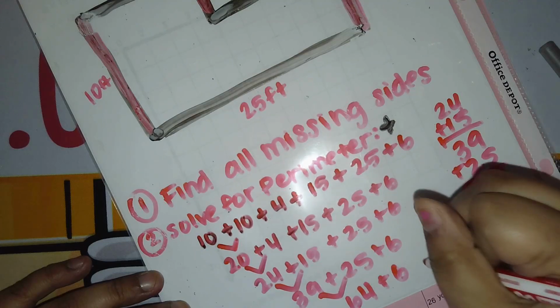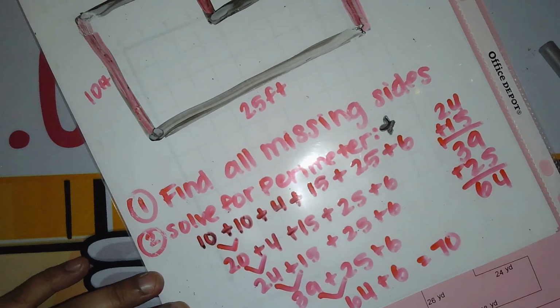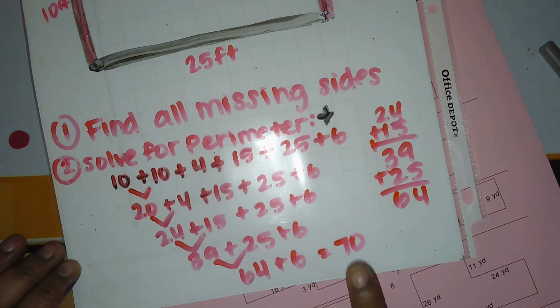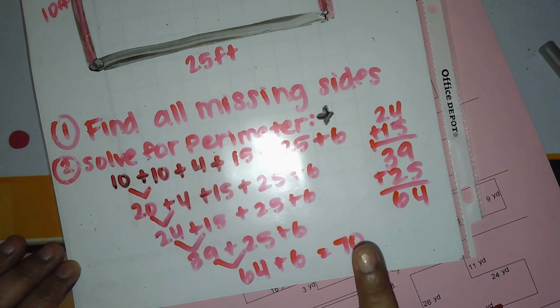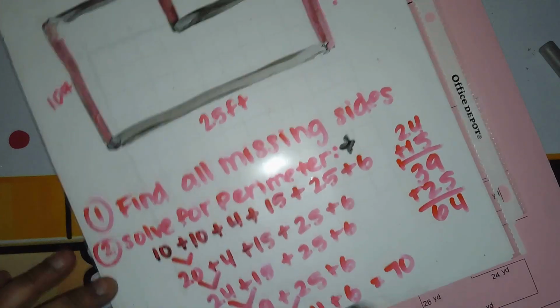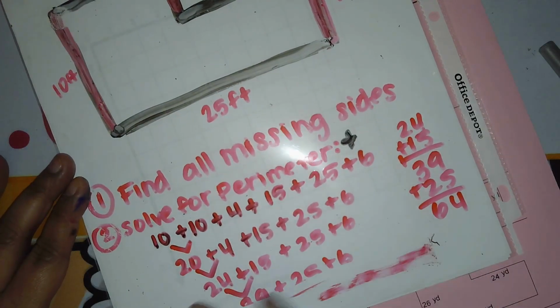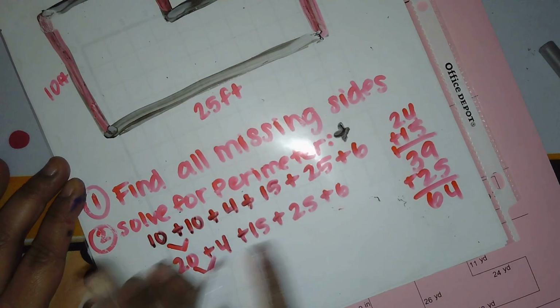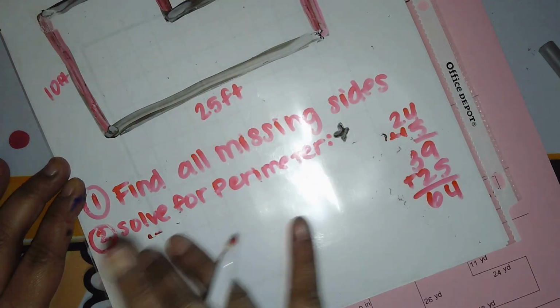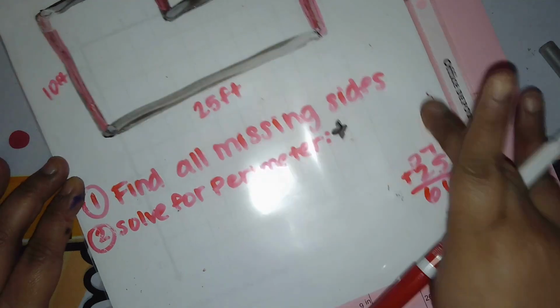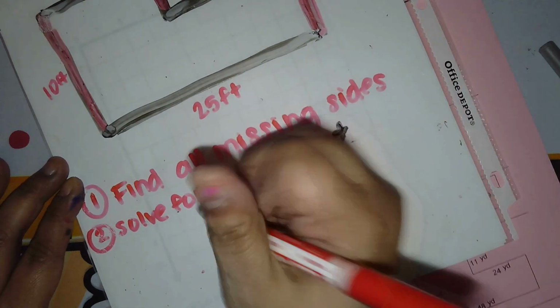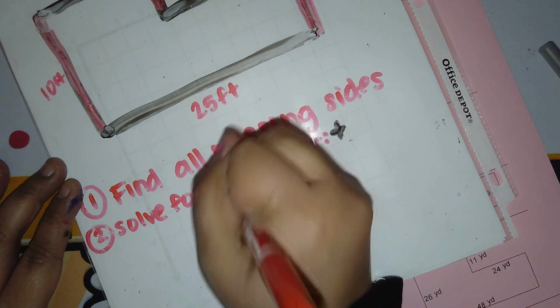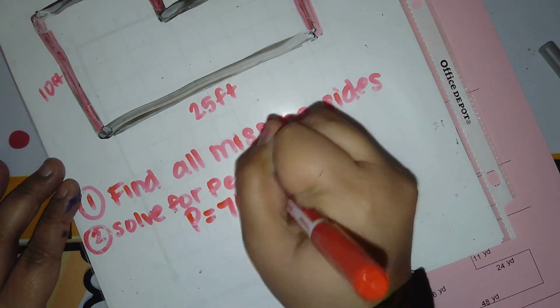Plus 6 gives me 70. Okay, so my perimeter would be 70. All right, so how did I do that? I just added all the sides and I made sure that I had all of them. Okay, so add all the sides and that gave me 70 for my perimeter, 70 feet.